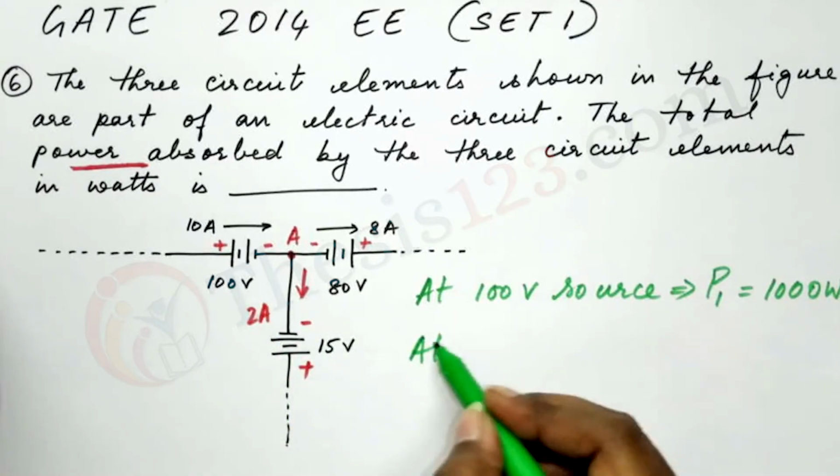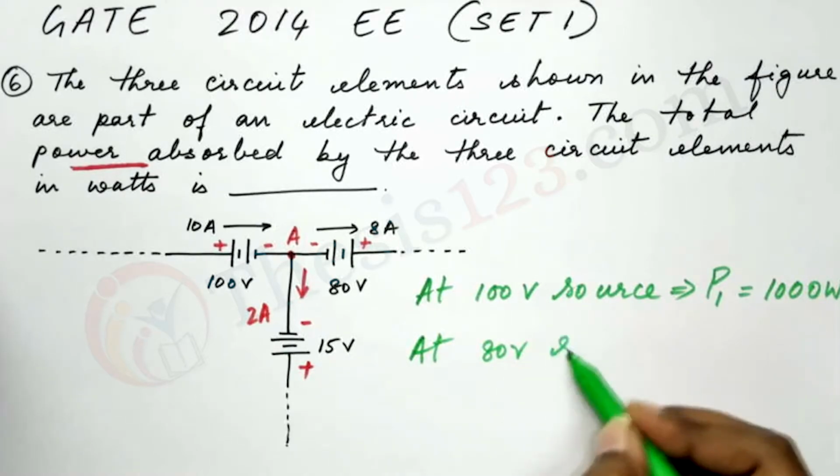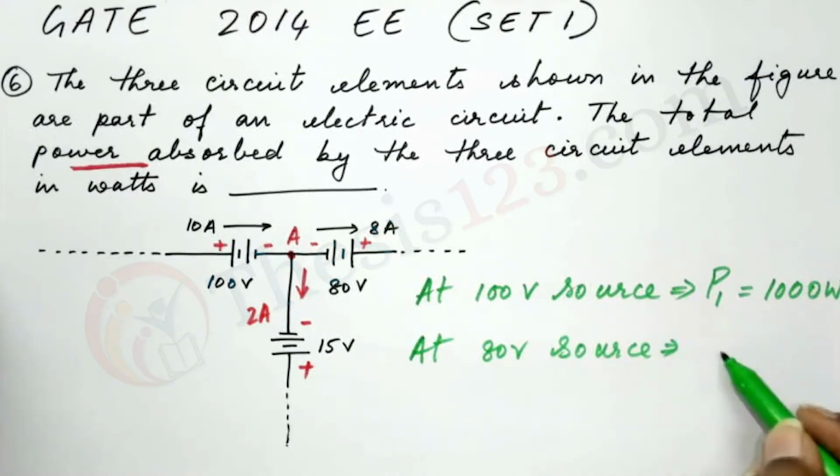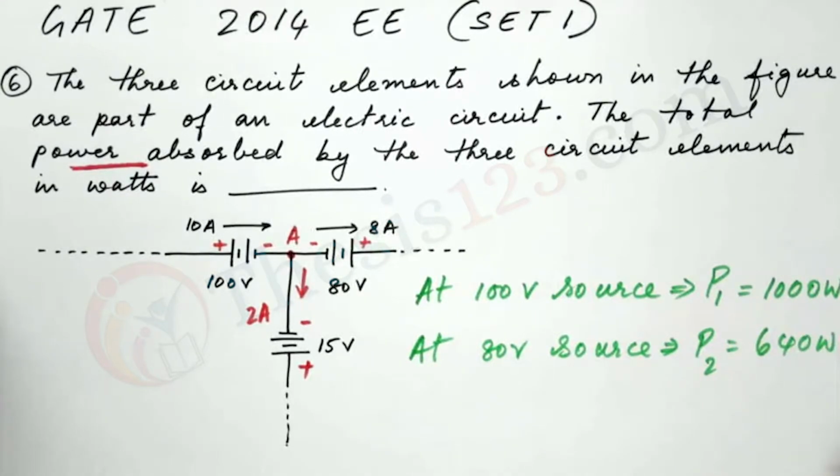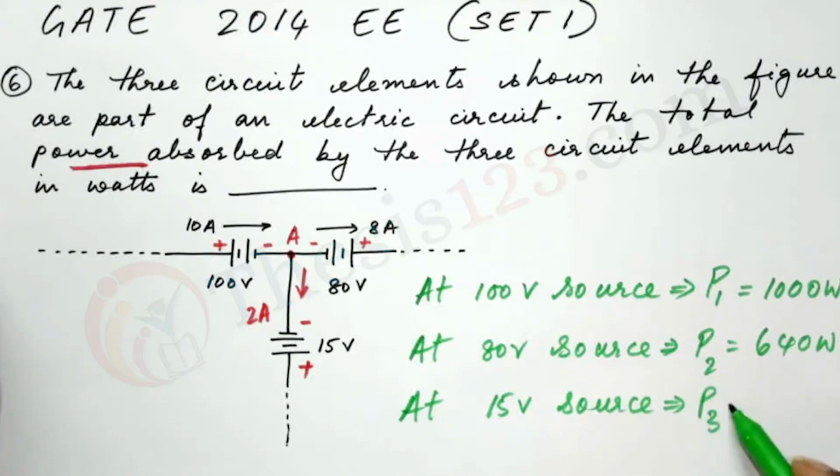Next, at the 80-volt source, what is the power? Let's call that P2. That's 80 times 8, 640 watts. And next, at the 15-volt source, P3. What is P3? Here we will have to multiply 15 times 2, which is 30 watts. Now here are the three values of the powers. Now the next step is to find out what type of power each of these denotes.